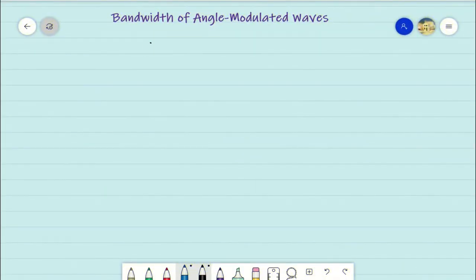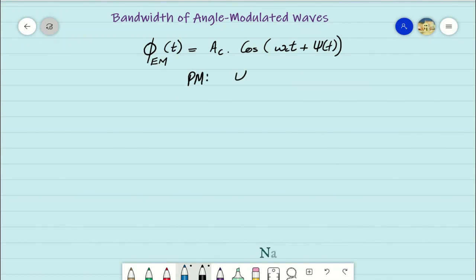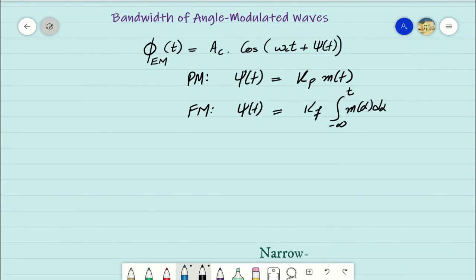We define the exponential modulated signals as, where psi of t is some kind of representation of the information signal. For example, for the case of phase modulation, psi of t represents the information signal itself in its original form, while for the case of frequency modulation, psi of t represents the integral of the information signal. It can be some other kind of representation of the information signal to represent some other kind of exponential modulation schemes.